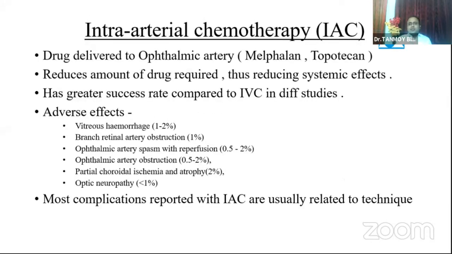And another is intra-arterial chemotherapy. It is a very target-specific chemotherapy. So the drug is usually delivered to the ophthalmic artery. The advantages are a reduced amount of drug required, and the side effects are reduced. It has a greater success rate compared to intravitreal chemotherapy, which has been seen in different studies.